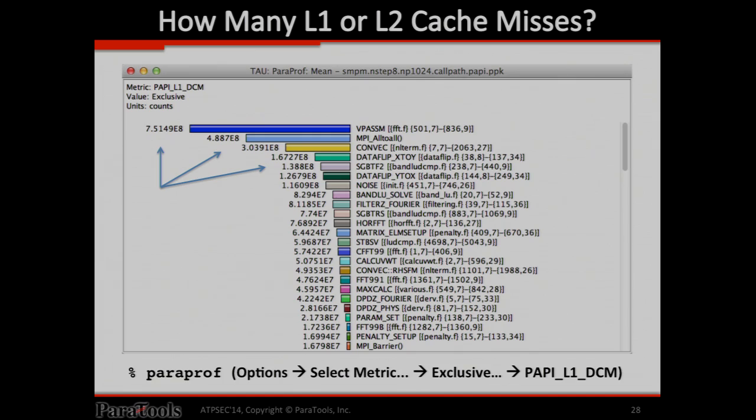Whereas if we look at our L1 data cache misses, we see now that our FFT routine is back at the top. So FFT might be a good place to look at optimizing, perhaps looking at loop interchange or strip mining or something else, one of these types of cache optimizing approaches inside our FFT. MPI all-to-all is back up at the top, which is what you'd expect, again, from a routine that moves a lot of data around. It shouldn't be sitting in cache.